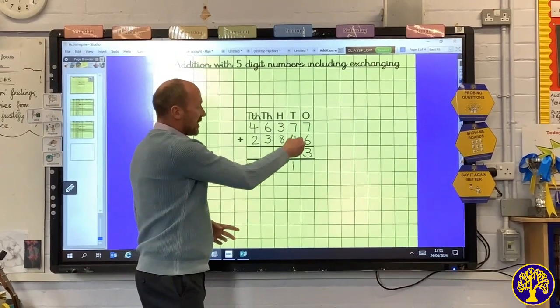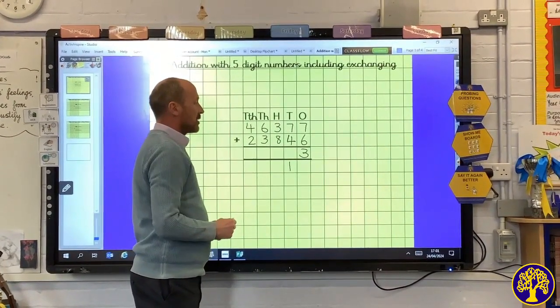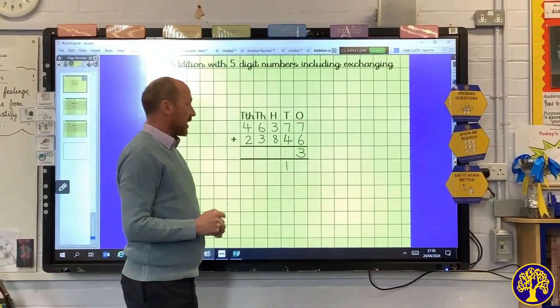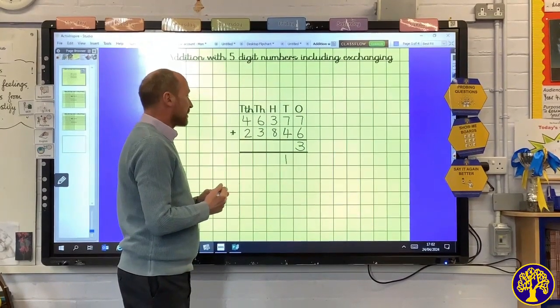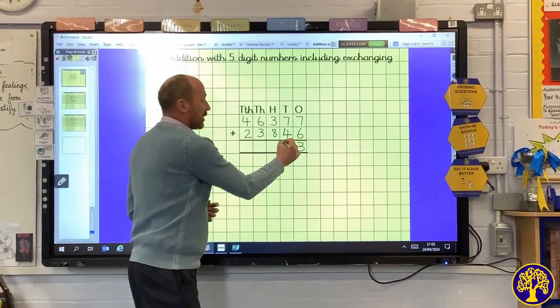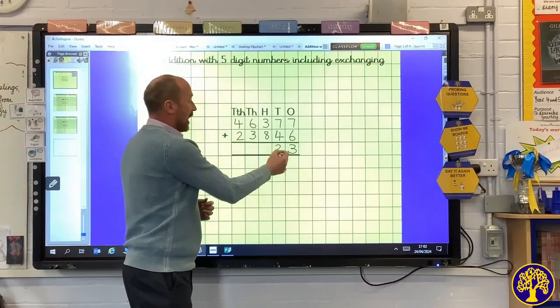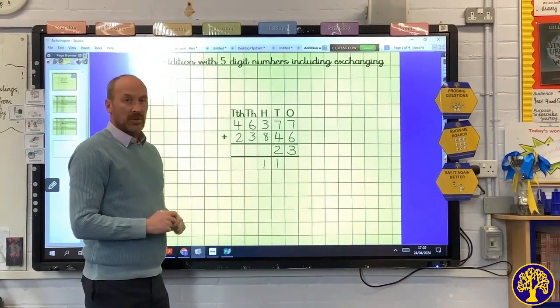So then I'll add my tens column. 7 tens add 4 tens is 11 tens. And an extra one is 12 tens. So I have 120. I can add the 2 to my equals box and take the 1 across, because I've exchanged it for an extra 100.